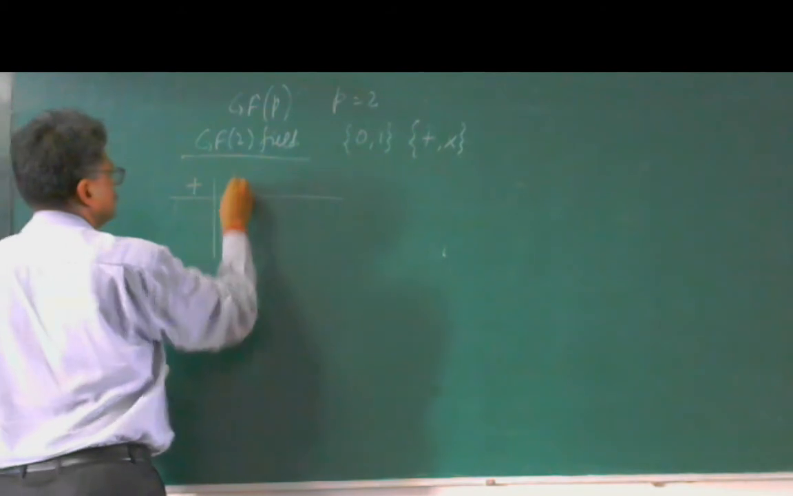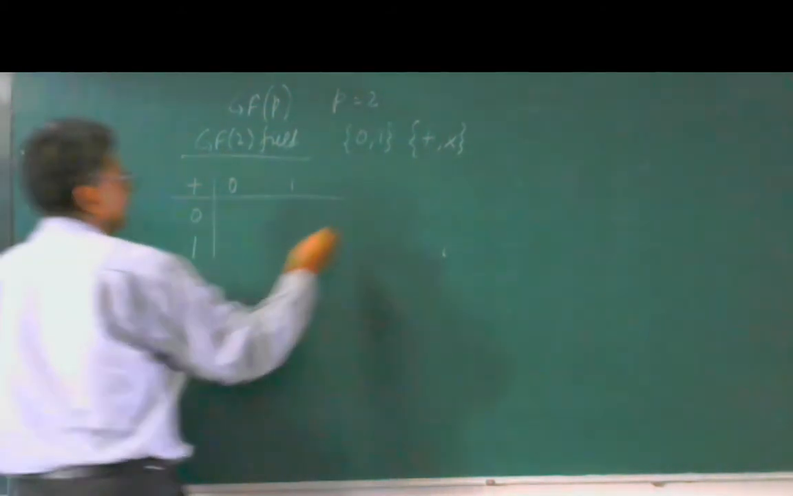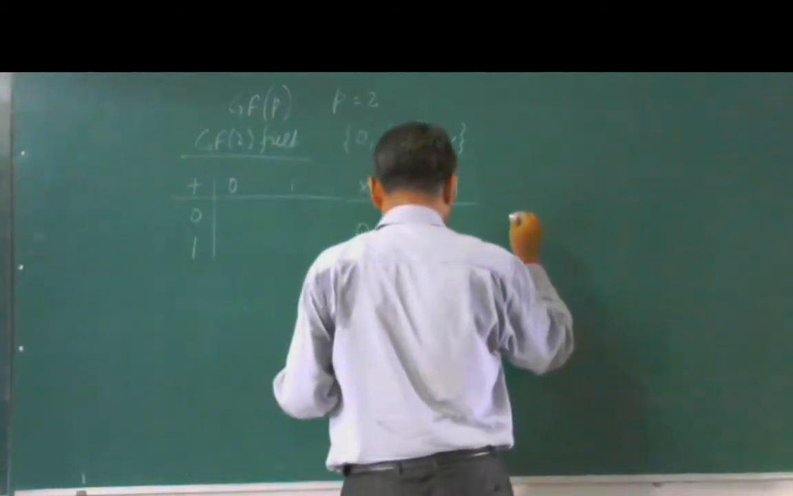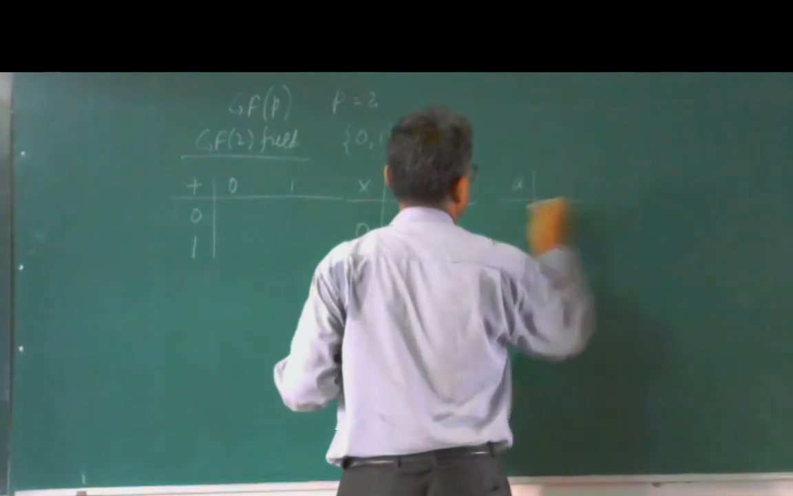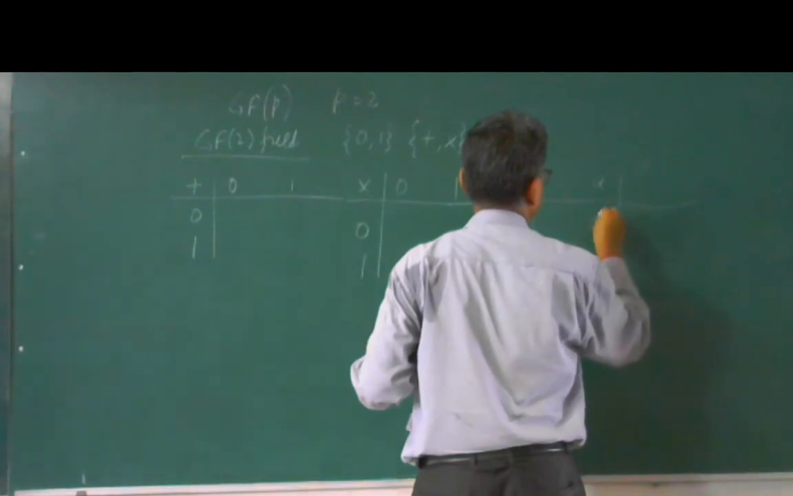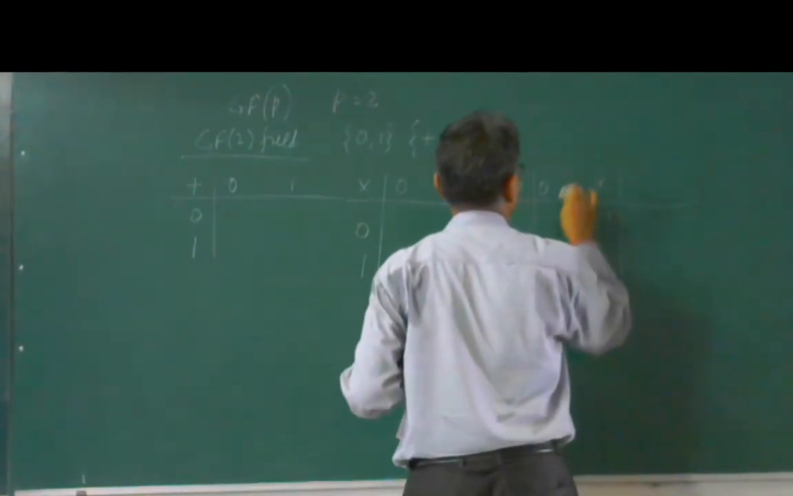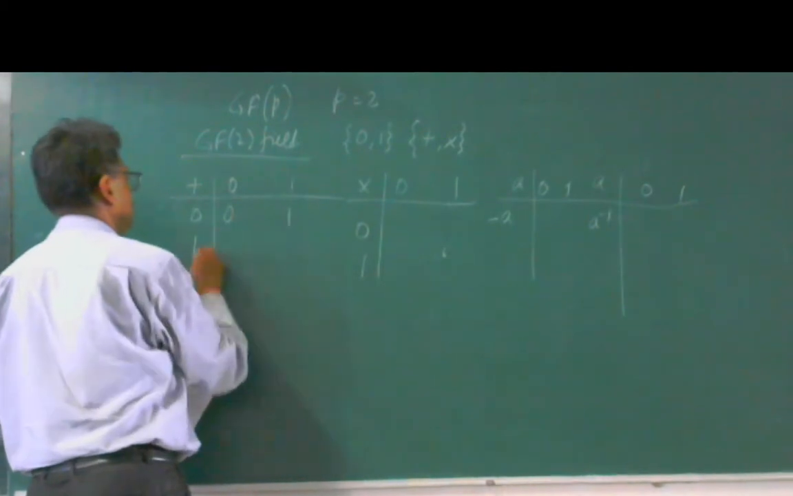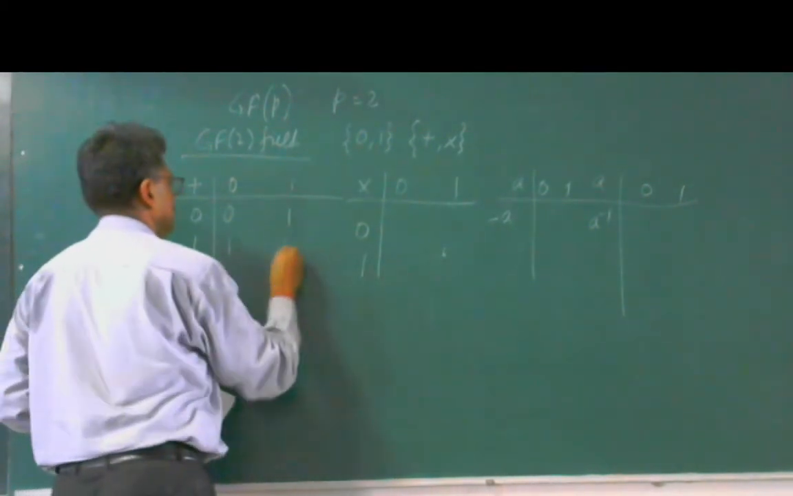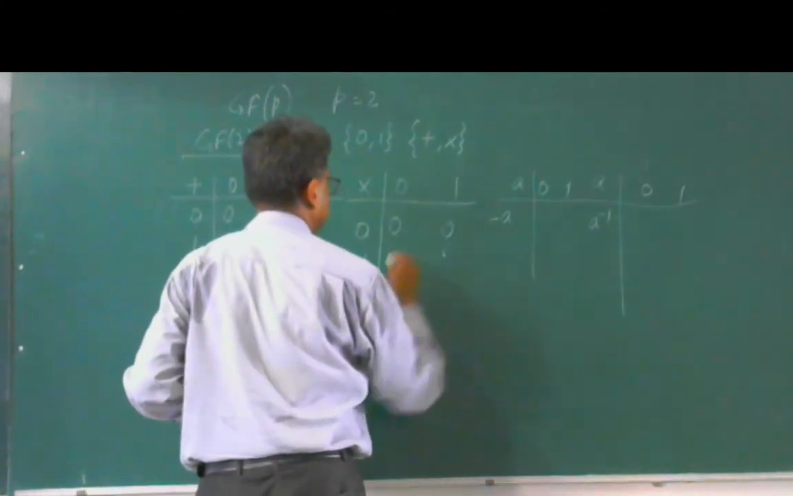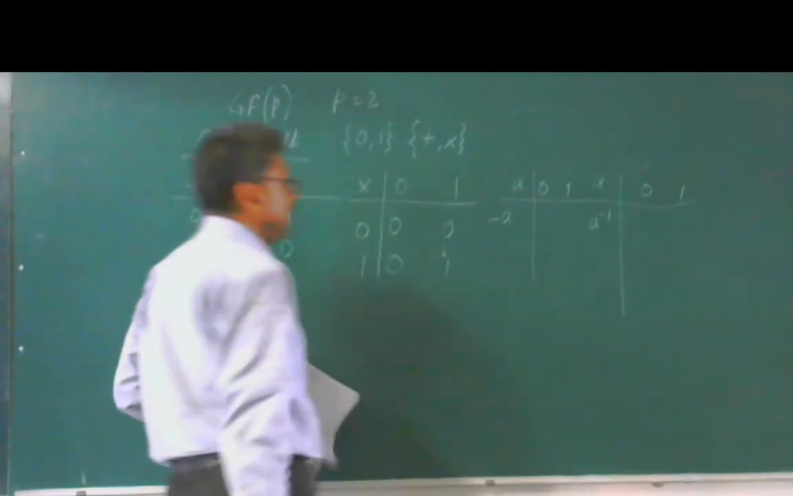So how will it work? We consider the elements 0 and 1 for addition, multiplication, additive inverse and multiplicative inverse. Let us find out what happens. 0 plus 0 will be 0, 0 plus 1 will be 1, 1 plus 0 will be 1, and 1 plus 1 will be equal to 0. For multiplication, 0 times 0 is 0, 0 times 1 is 0, 1 times 0 is 0, and 1 times 1 is 1.